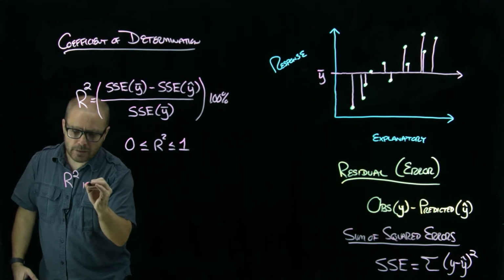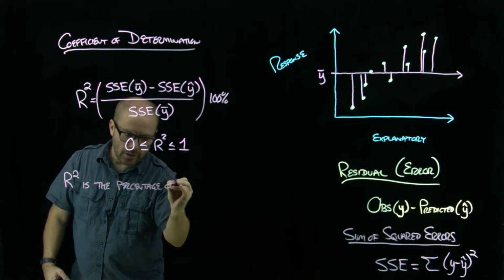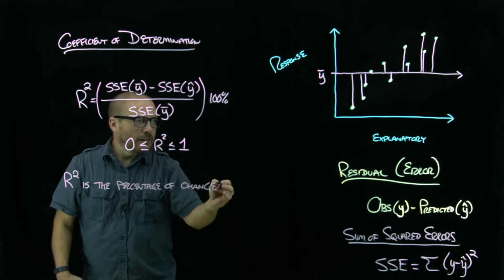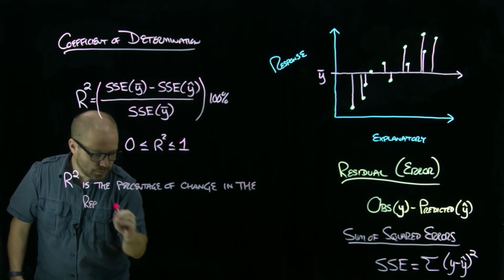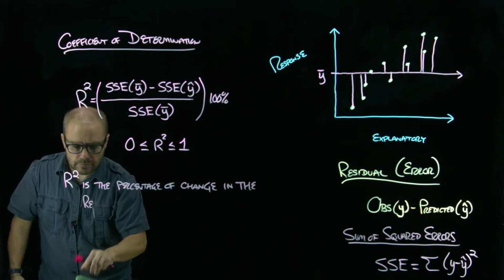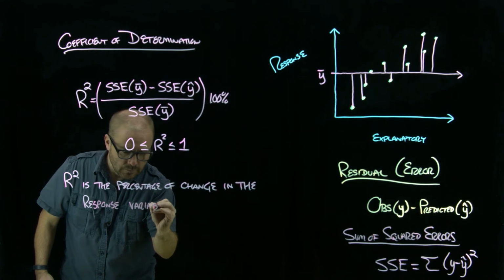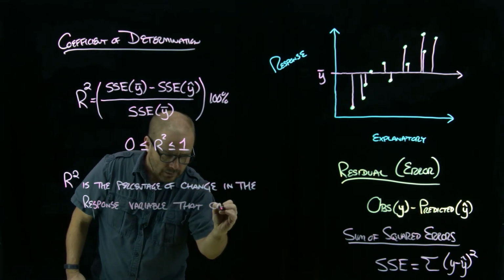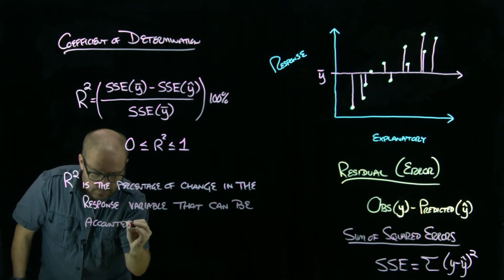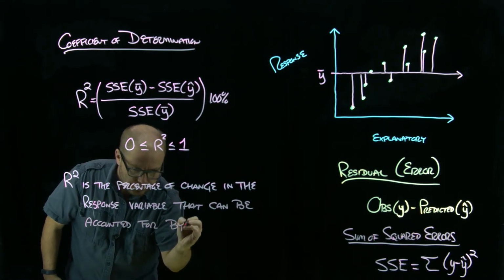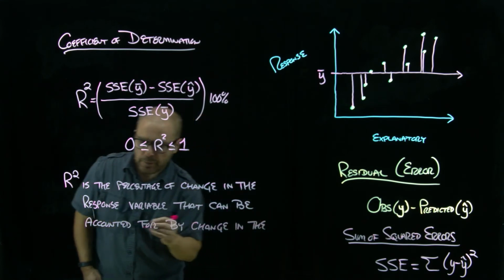R squared is the percentage of change in the response variable that can be accounted for by change in the explanatory variable.